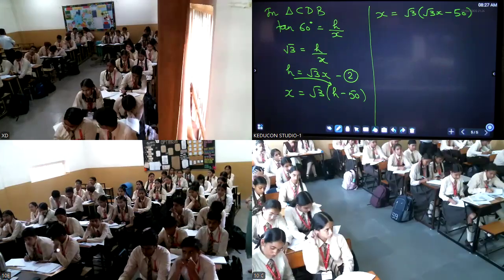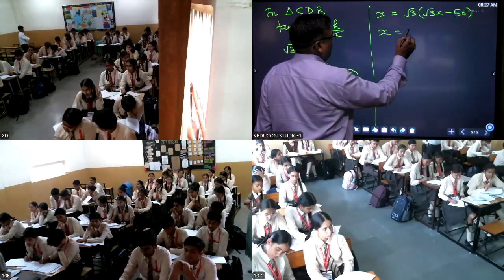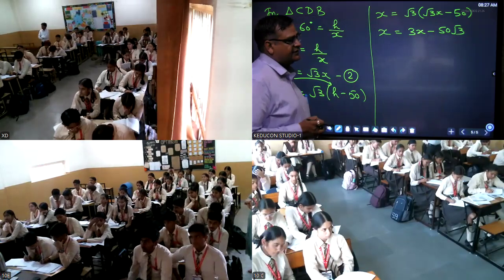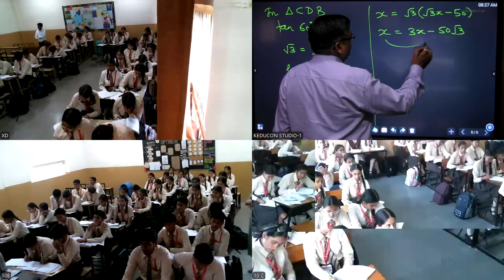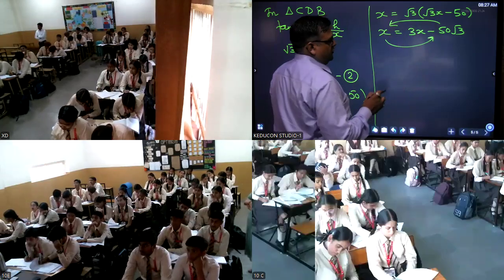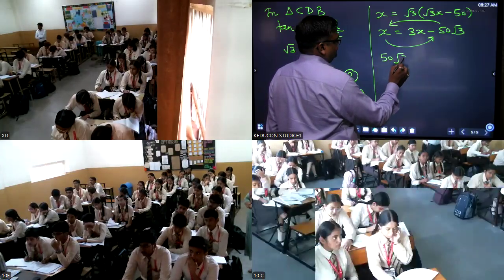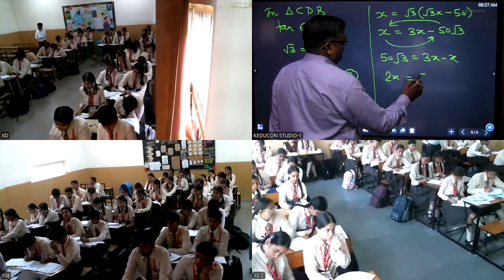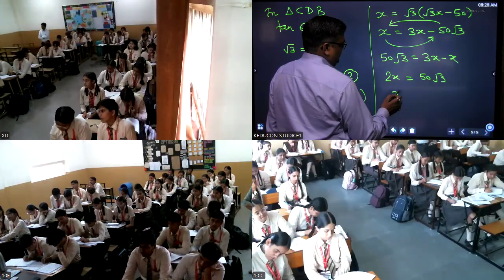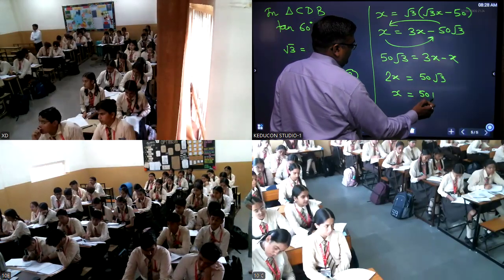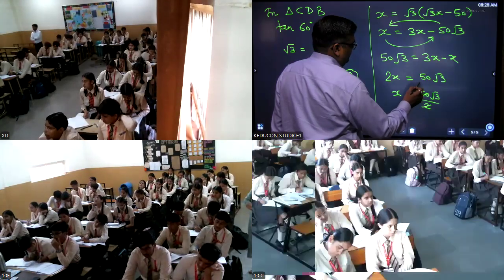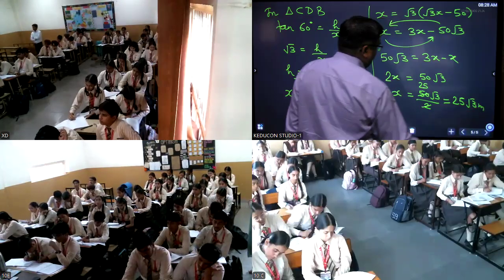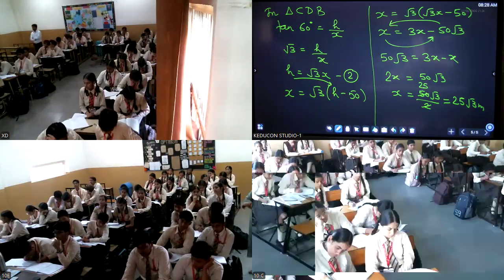Is this clear? अब इसको simplify किया बच्चों. x equal to 3x minus 50 root 3. Right? So take x on this side and minus 50 root 3 on this side. 3x minus x. So we have got 2x equal to 50 root 3 and x will be equal to 25 root 3. Right? So x is the distance between the tower and the building.